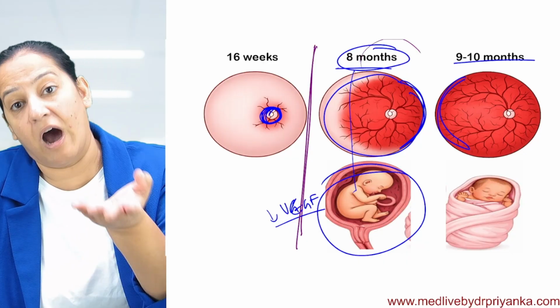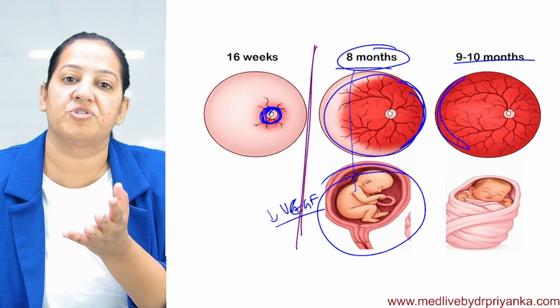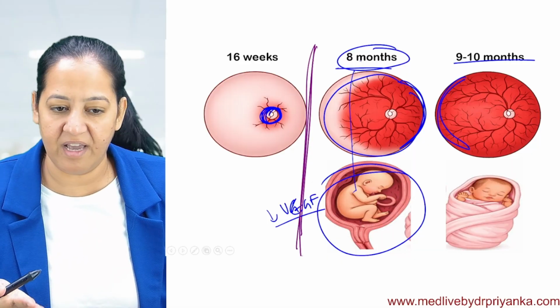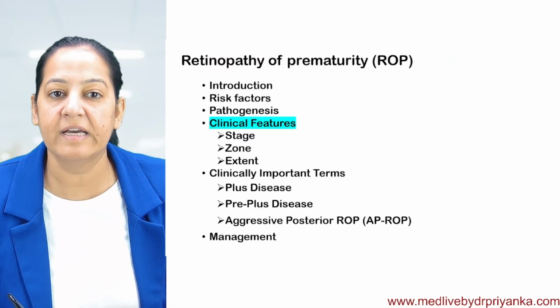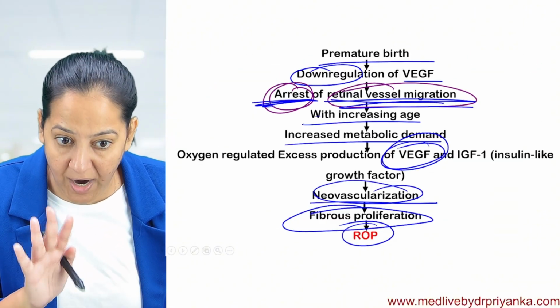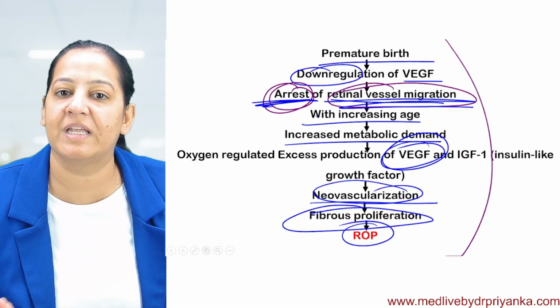If the newborn is born after 8 months of gestation, there is no problem. But if the newborn is born before 8 months of gestation, there is high risk of ROP because the retinal blood vessels will be halted wherever they are and they will not start growing again. So that is the pathogenesis. You have to learn, understand, and draw this flow chart in your exam, and you have to understand this for your MCQs also. This is how ROP takes place.